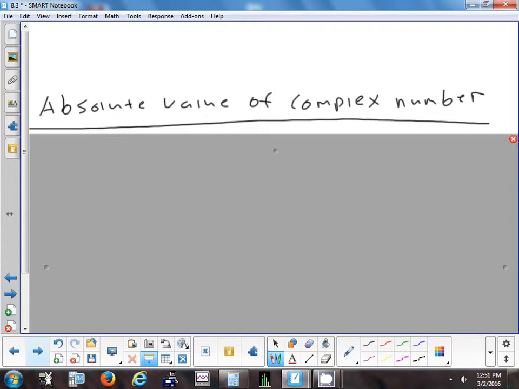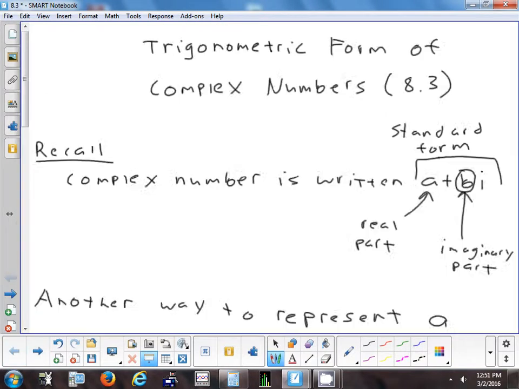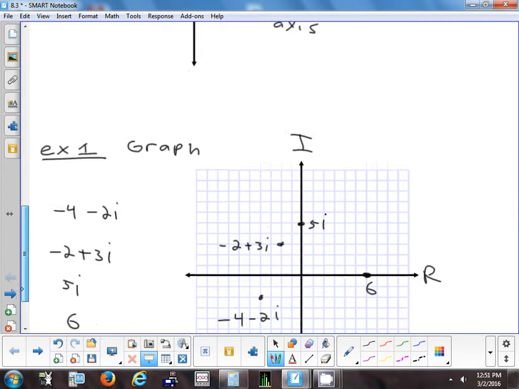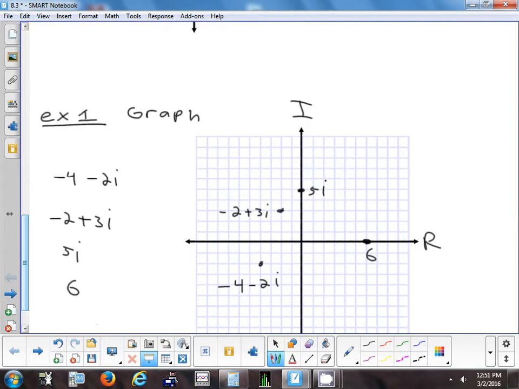Well, with a complex number, it's the same idea, except we're not finding the distance from 0. We're going to find the distance from, what do you think? Well, what would correspond to 0 in a 2-dimensional system?